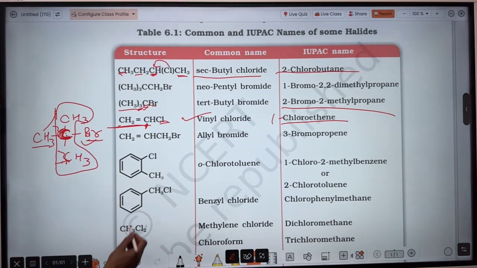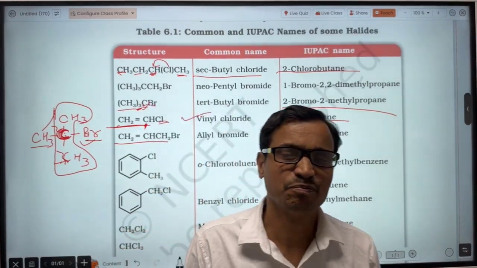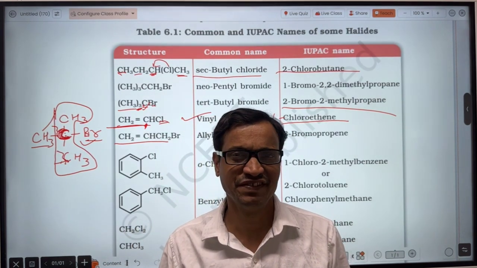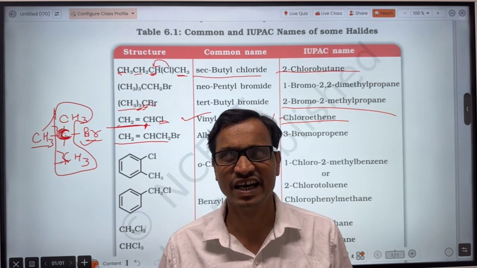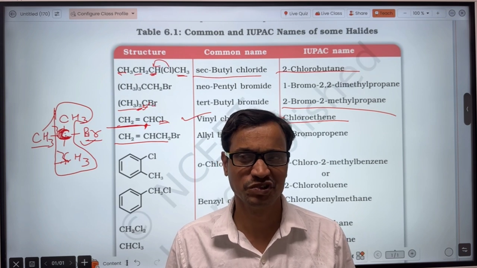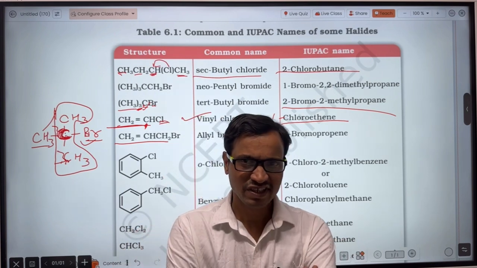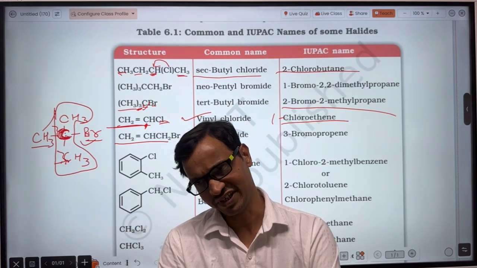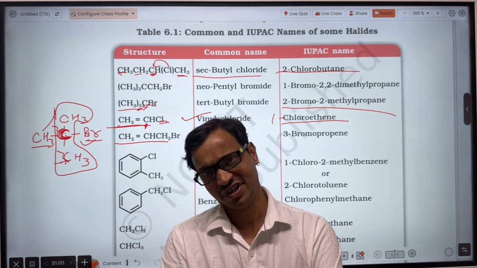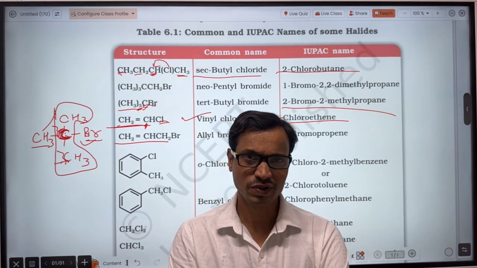Okay. Now let's see here. In this compound, for halogens, we use the prefix and not the suffix. So in the compound in which the double bond will also be present and the halogen group will also be present, then we will have to give lower position to the double bond. In that case, we will have to do numbering in such a way that the double bond will acquire the lowest position.